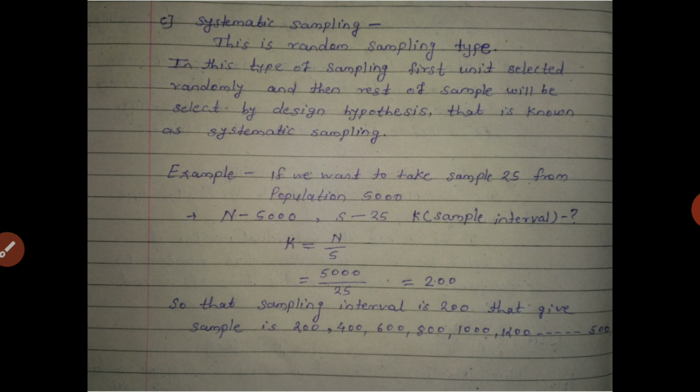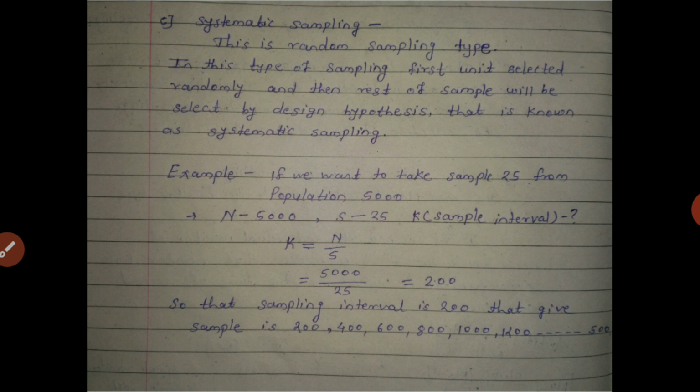Then we have the third type of random sampling, that is systematic sampling. This is a random sampling type again. In this type of sampling, the first unit is selected randomly, as I mentioned earlier, and then the rest of the sample is selected by a design, and that is known as systematic sampling. Let's see an example of systematic sampling.